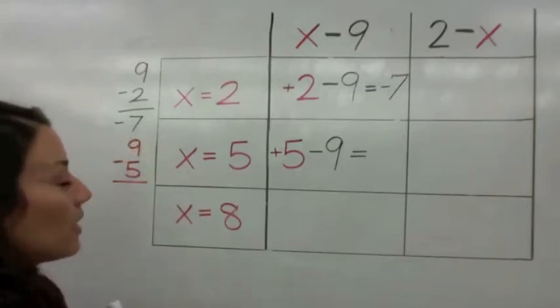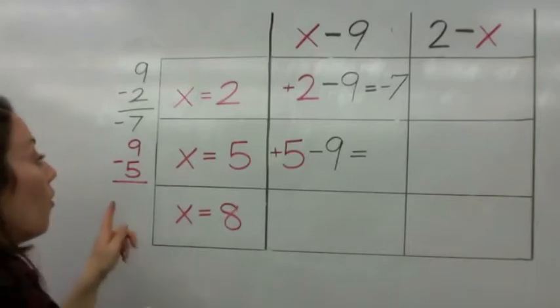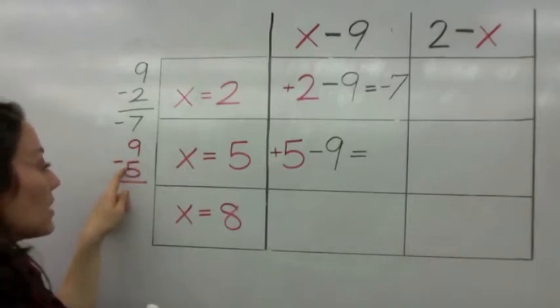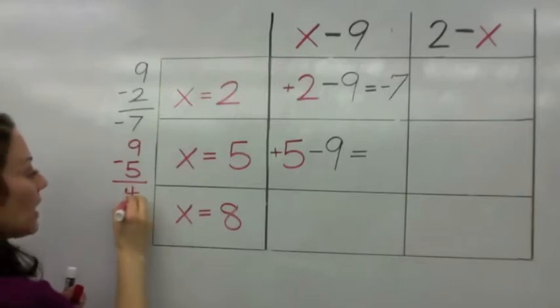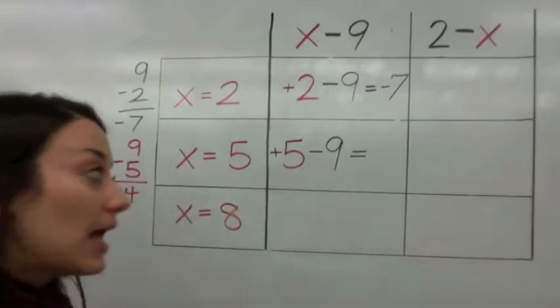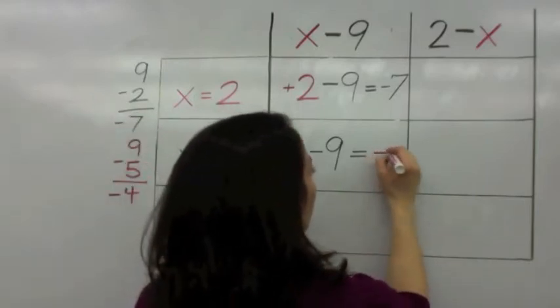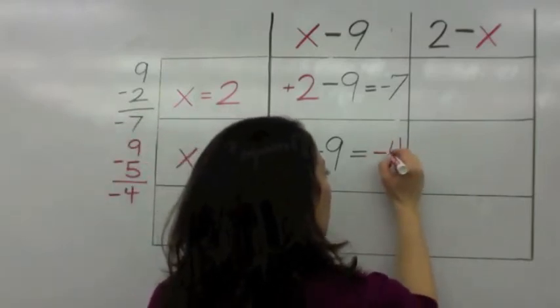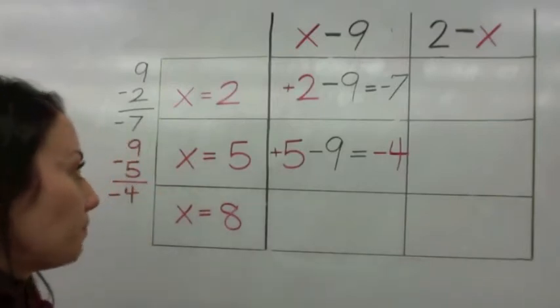What is 9 take away 5? It is 9, 8, 7, 6, 5, 4. And again, the bigger number is 9. So the answer is negative 4. All right. So subtract and keep the sign of the bigger number.